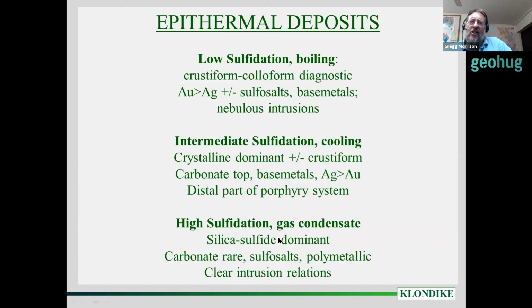In high sulfidation things, I think silica-sulfide is dominant, carbonate's very uncommon, and sulfosalts are very prominent. So are things like tellurides. And the relationship to the intrusions is nearly always fairly straightforward. That new stuff that's been published on Mount Carlton by the guys from JCU is a really good example of all those relationships worked out and demonstrated quite well.